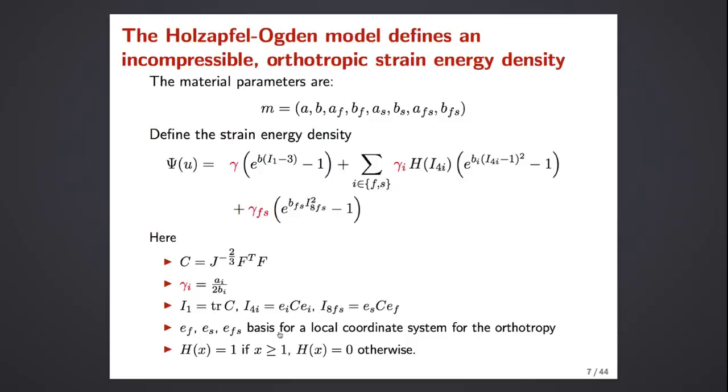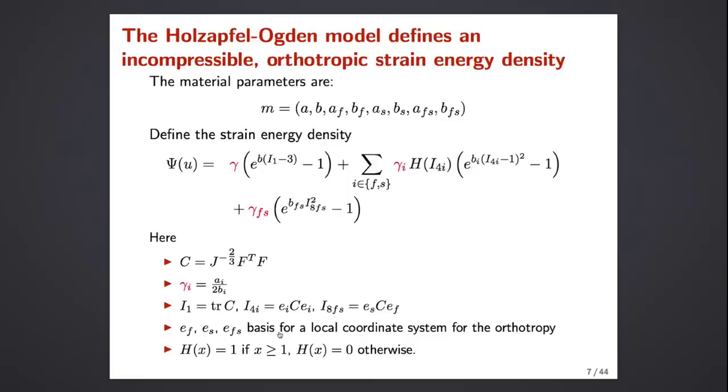Now the strain energy density, which is defined by the Holzapfel-Ogden model, is given by the sum of these four terms. So gamma is something that relates to the material parameters in this form here, essentially a divided by 2b for the different material parameters. e is the exponential function, so it will be a sum of various exponentials, and here we'll have the I1, I4f, I4s, and I8fs. These are invariants of the so-called volume weighted right Cauchy-Green strain tensor.